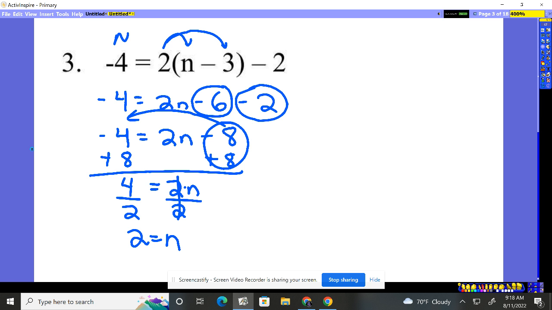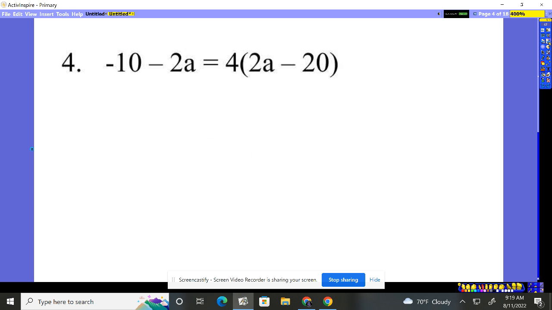N's value is 2. If I plug 2 right in here, it's going to make it a true statement. 2 minus 3 is -1. 2 times -1 is -2. -2 minus 2, -4. Yep, I'm correct. I can always check my answer. All right, let's look at the next problem.